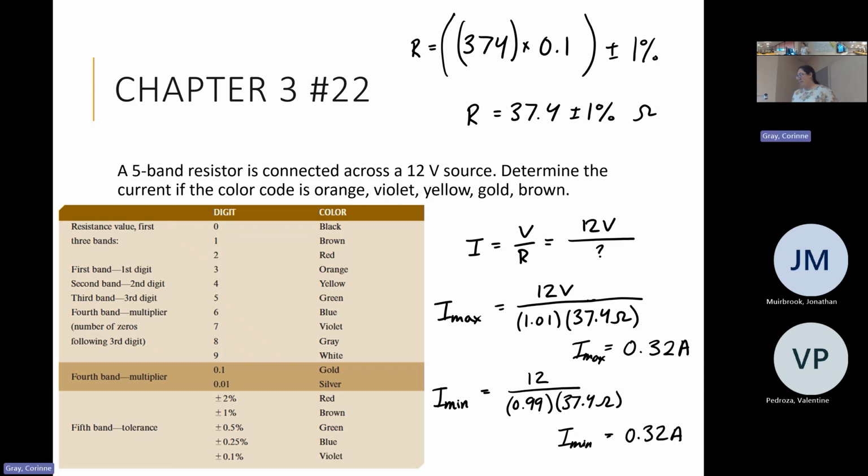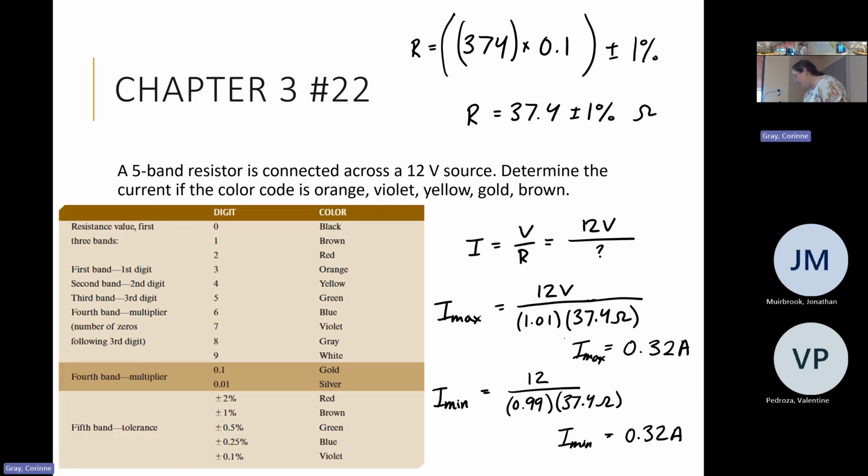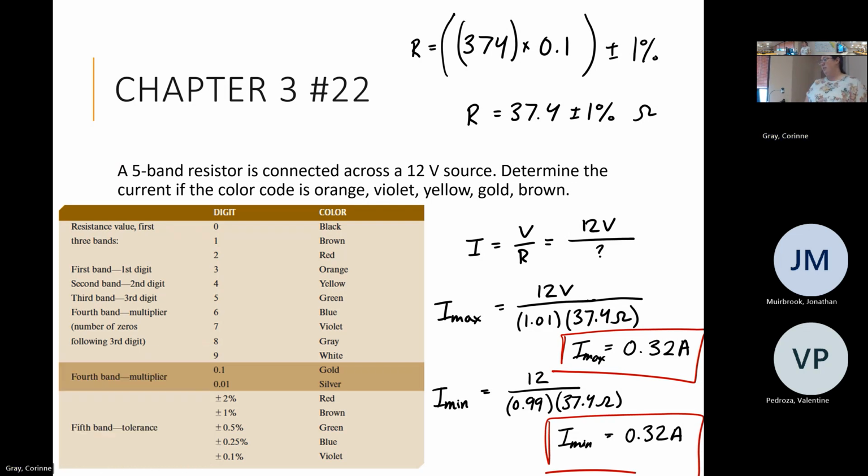So in this case, because it's a tolerance of 1% and we have a relatively small resistor, they end up having the same value in this particular case. When you would deal with larger resistors, so we're looking at mega ohm type things, even a 1% can have a large difference in that current value. Questions about 22?